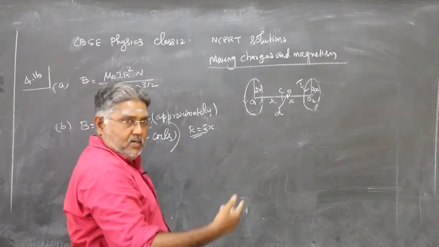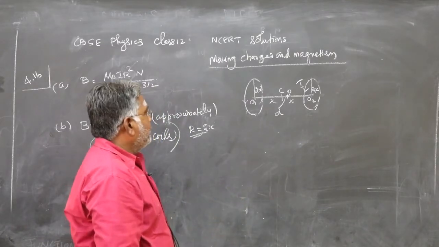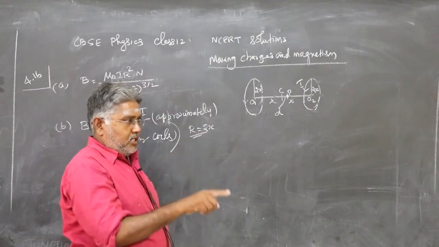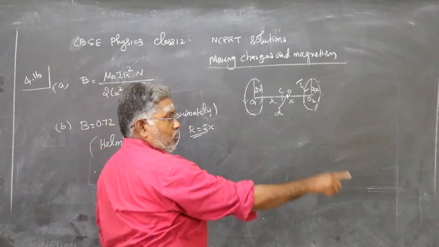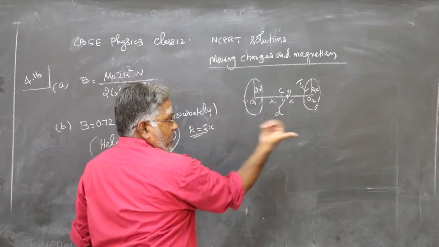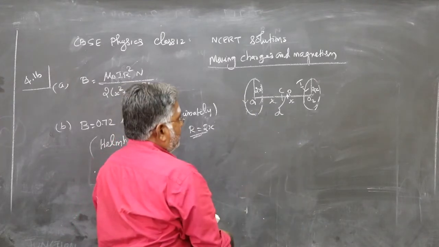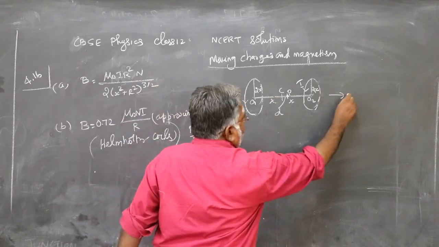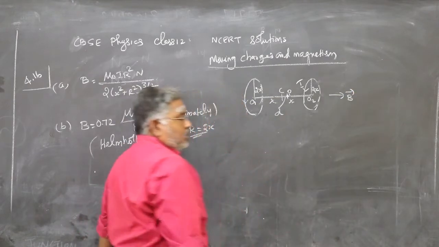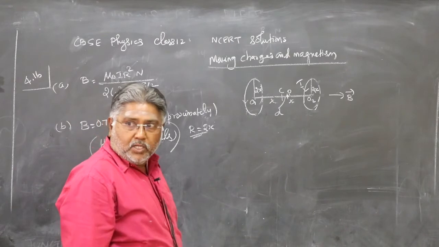As seen by me, current is clockwise. The other coil here, that is also clockwise. So the magnetic field is in this side. Direction of magnetic field this way. Plane of the coils perpendicular to the plane of the diagram.